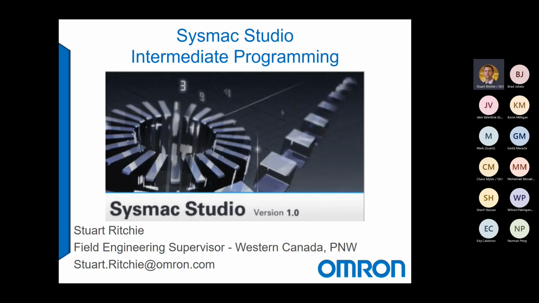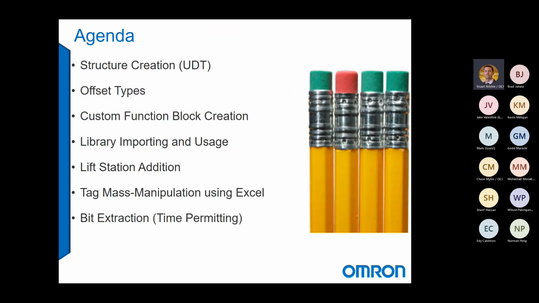Some things we're going to be going over are the creation of structures, commonly called UDTs or custom data types. Then we're going to cover something that is directly related to the structure creation, and that is the offset type. That's a very important aspect of structure creation. Then we are going to go over making our own function blocks. Function blocks are commonly referred to as AOIs or subroutines in a text-based language.